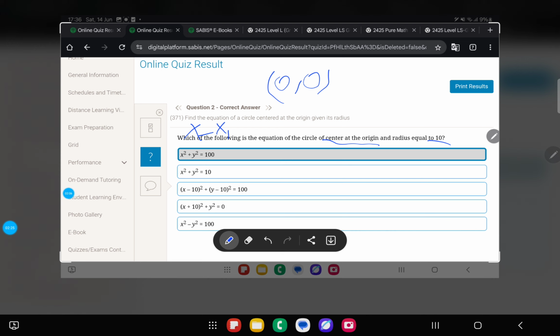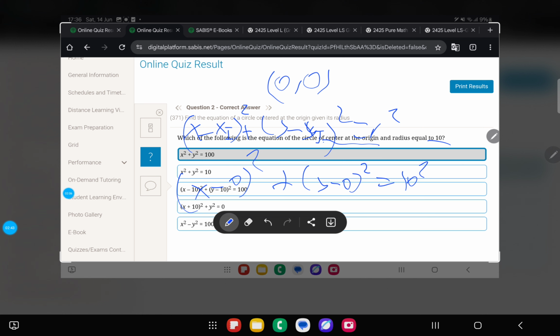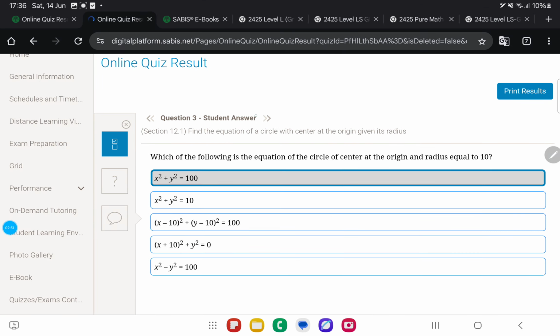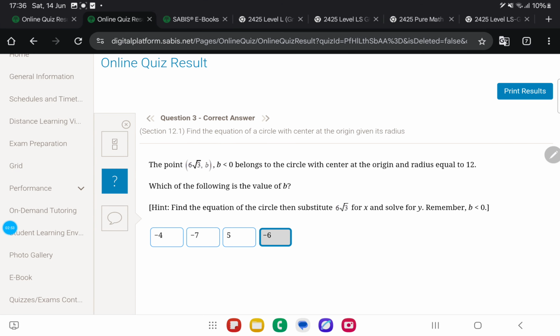(x - xi) squared plus (y - yi) squared equals r squared. We do (x - 0) squared plus (y - 0) squared equals r squared, 10 squared. So you get x squared plus y squared equals 100, and that indeed is the answer. Okay, that's it. Now for question 3.